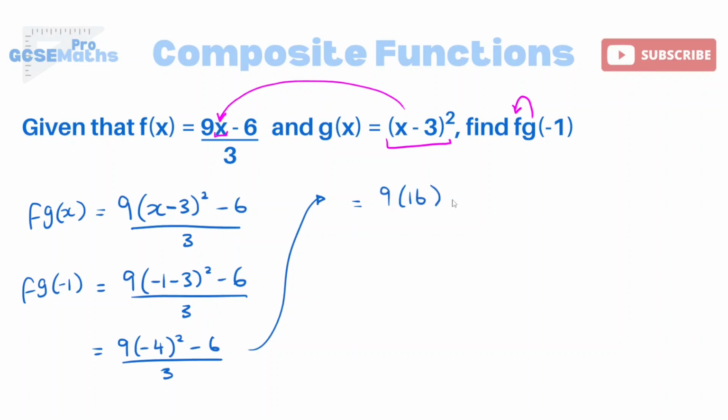So I've actually got 9 times 16 minus 6 over 3. 9 times 16 is 144. Obviously at this point, again, if it's a calculator test, you would put all of this into the calculator. You don't necessarily need to write all of these steps out.